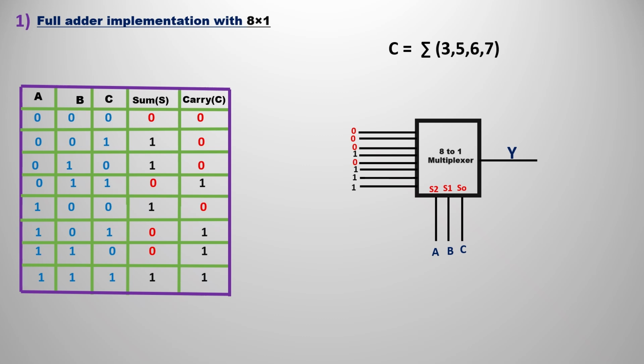This is not an efficient method, because we are using a higher multiplexer. So why do we need to use the higher multiplexer? If you don't have an 8x1 multiplexer, then what can we do? If you have only 2x1 multiplexers, that kind of situation can arise. So we are going to see all 3 implementations, all 3 methods. I hope you understood the first method, the implementation of the full adder with the 8x1 multiplexer.